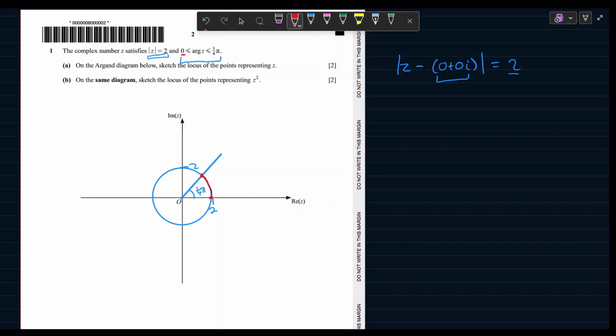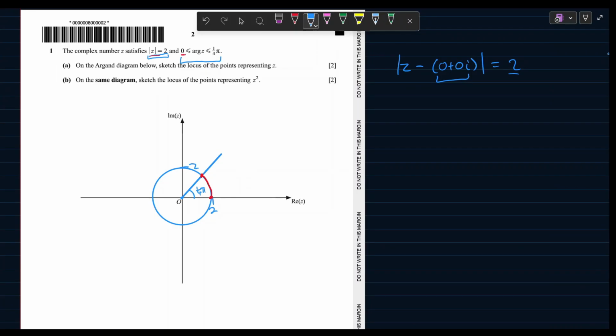So the locus of points representing z would be all the points that lie on the red arc. Everything else does not satisfy z, because we're saying that our argument has to be between 0 and a quarter pi. So 0 starts here and goes all the way up to a quarter pi here. And this part is saying that the points have to be on the circumference. That's why we're only taking points that are on the circumference. Then part B says, on the same diagram, sketch the locus of the points representing z squared.